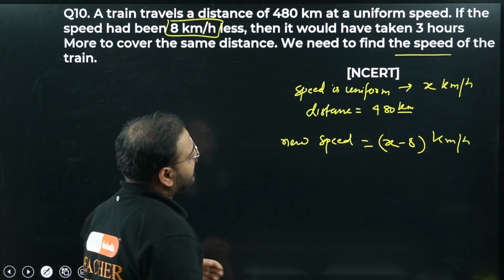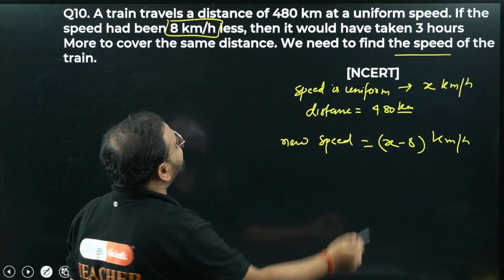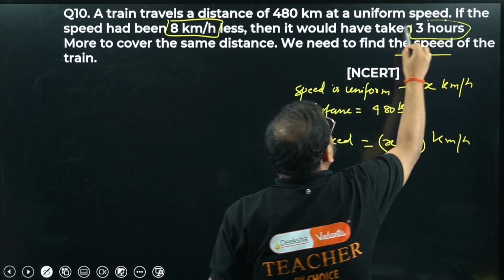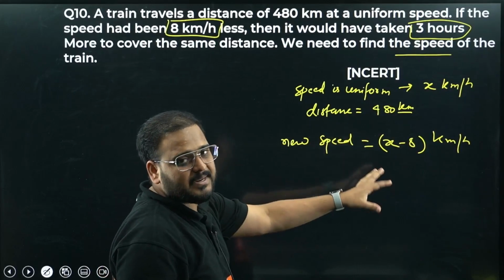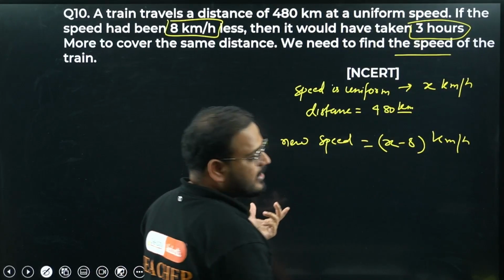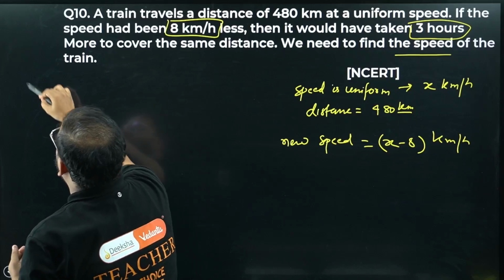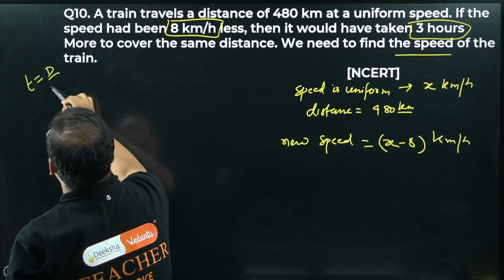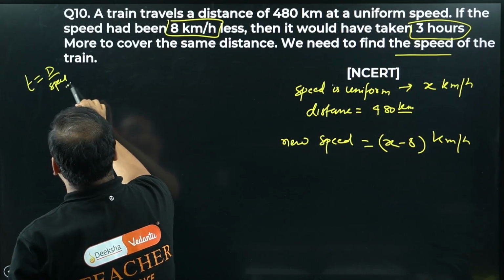Excellent. Okay, great. Now they're saying the difference in time is how much? 3 hours. So right now we have only speed and distance. We have to make time. How will you make time? This formula: time is equal to distance by speed.